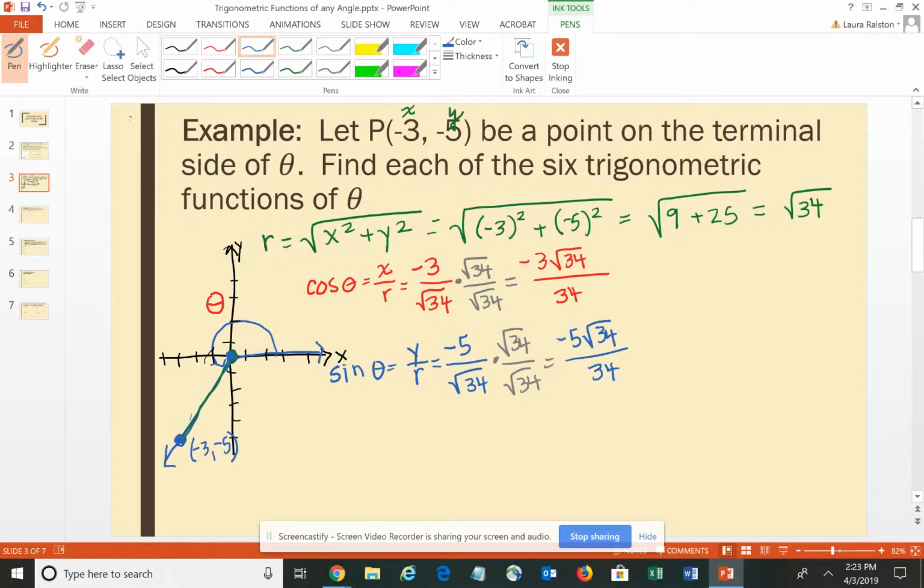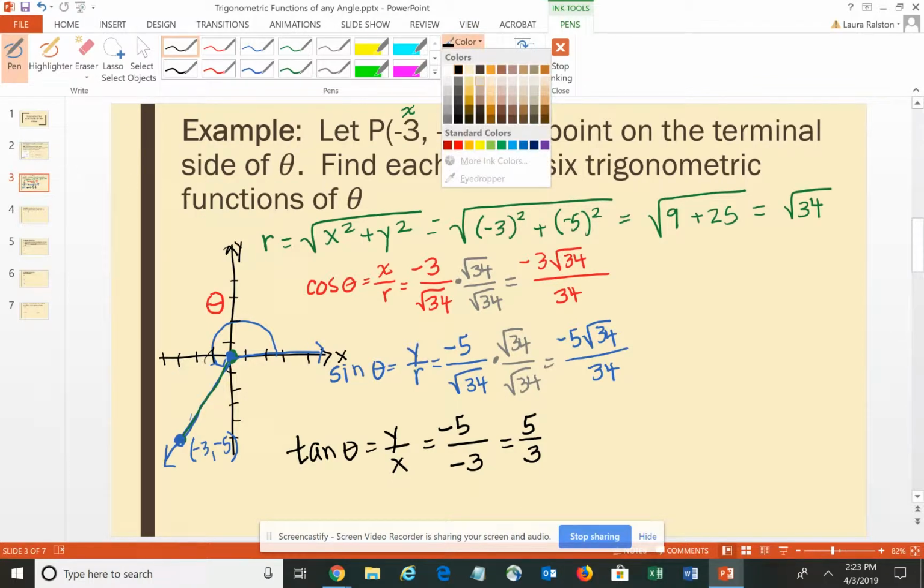And then we have tangent of theta. Tangent of theta is still y divided by x. The y value is -5. The x value is -3, which simplifies a little bit because negative divided by negative is a positive, so I get positive 5/3. And then I have the reciprocal of those three particular functions.